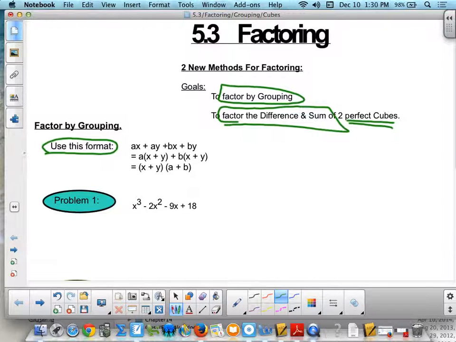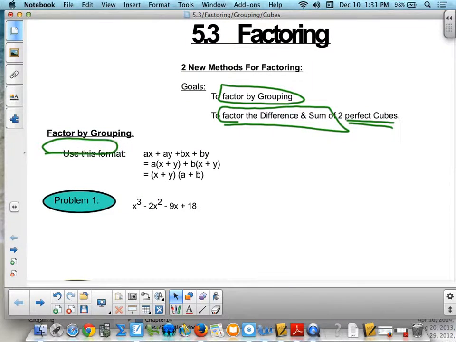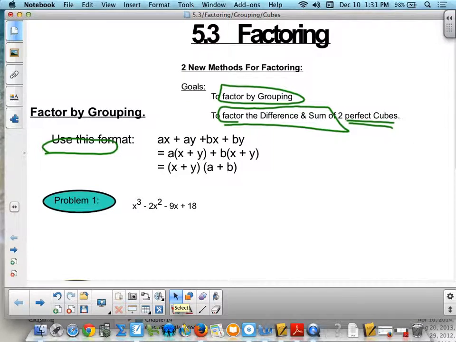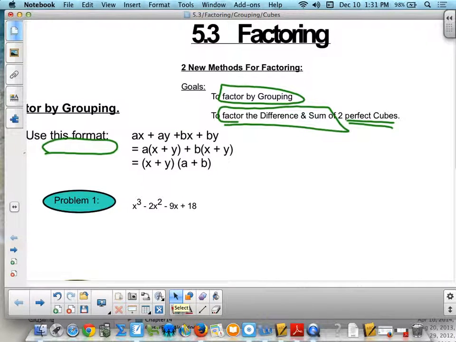AX plus AY plus BX plus BY. If I'm going to ask you to factor it, you always do what first when you factor it? What do you do first? Look at it. Then? Look to take something out, right? Well, the word is GCF, or the 3 words are greatest common factor. So you will basically do something like this.